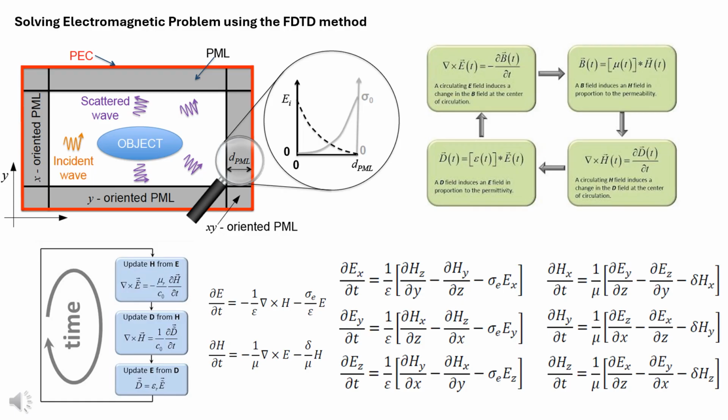Gauss's law for electricity describes how electric charges generate electric fields. Gauss's law for magnetism asserts that there are no magnetic monopoles and that magnetic field lines are continuous. Faraday's law of induction explains how a time-varying magnetic field induces an electric field, and Ampere's law, with Maxwell's correction, details how a time-varying electric field or an electric current generates a magnetic field. These equations provide the theoretical foundation for our numerical simulation.